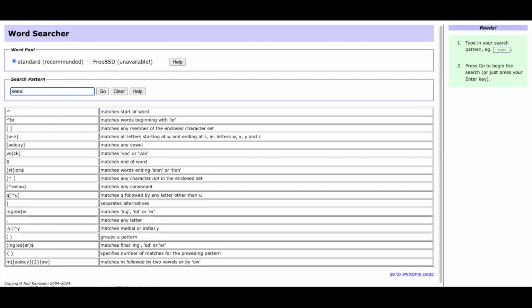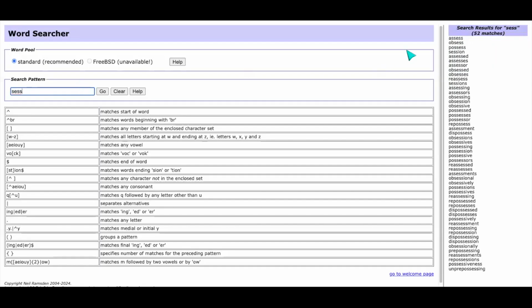So if I look up SESS, I get a whole list of words. I could give one keen group of kids the whole list. I could split the list into 5-6 parts and say, okay, this group gets this part, this group gets this part. Which of these are in the family? Which are not in the family?